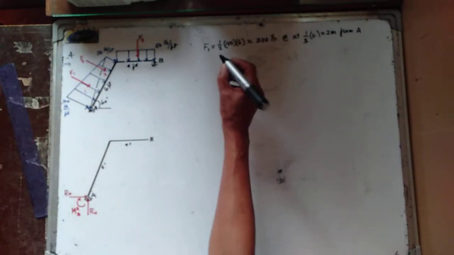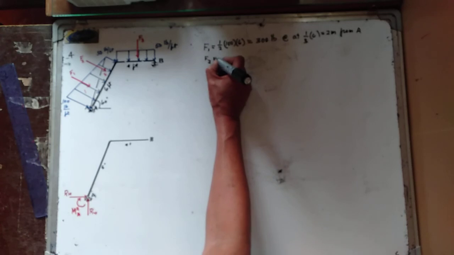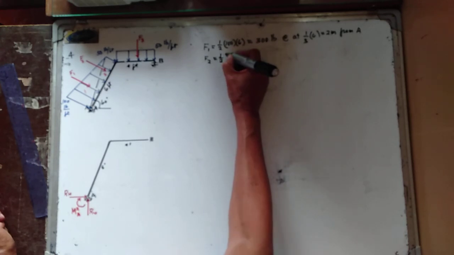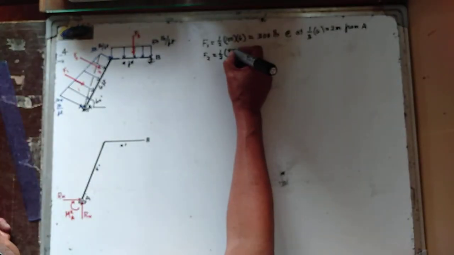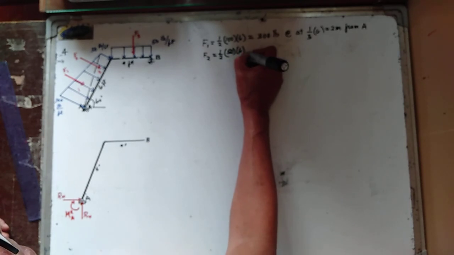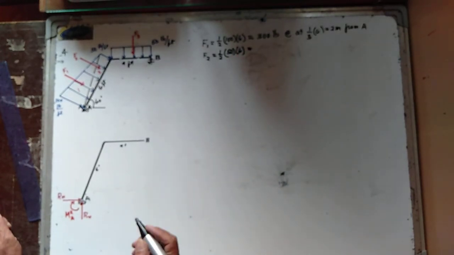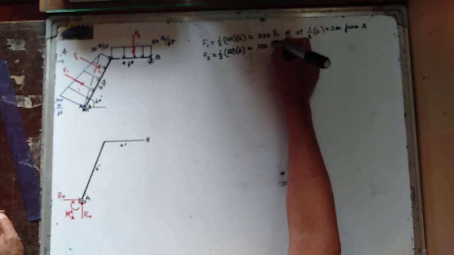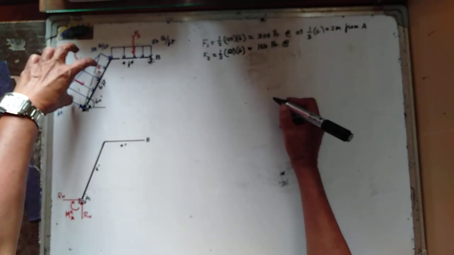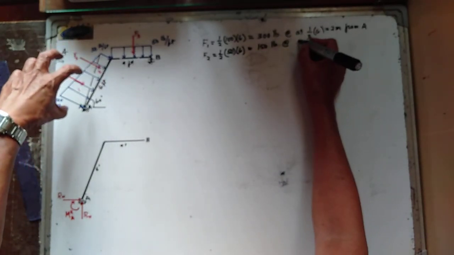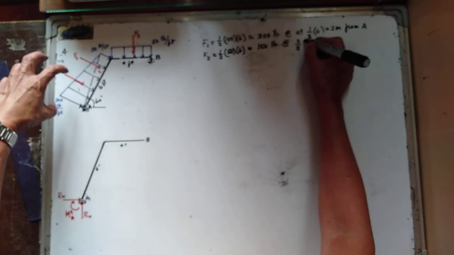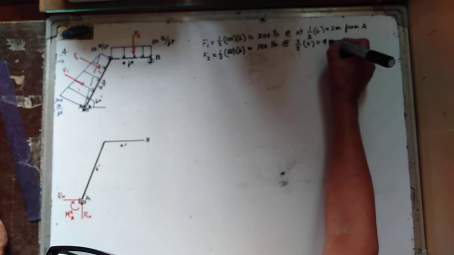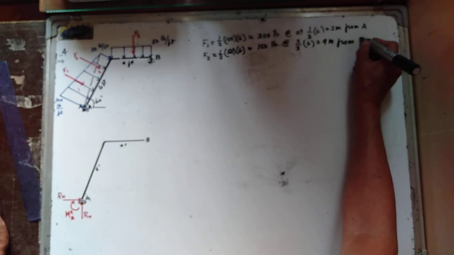We now have your F2, still a triangular area. This triangle here is equal to 1/2 of 50, multiplied by 6. This is equal to 150 pounds, and this is acting at 2/3 of 6 from point A. That is equal to 4 meters from A.